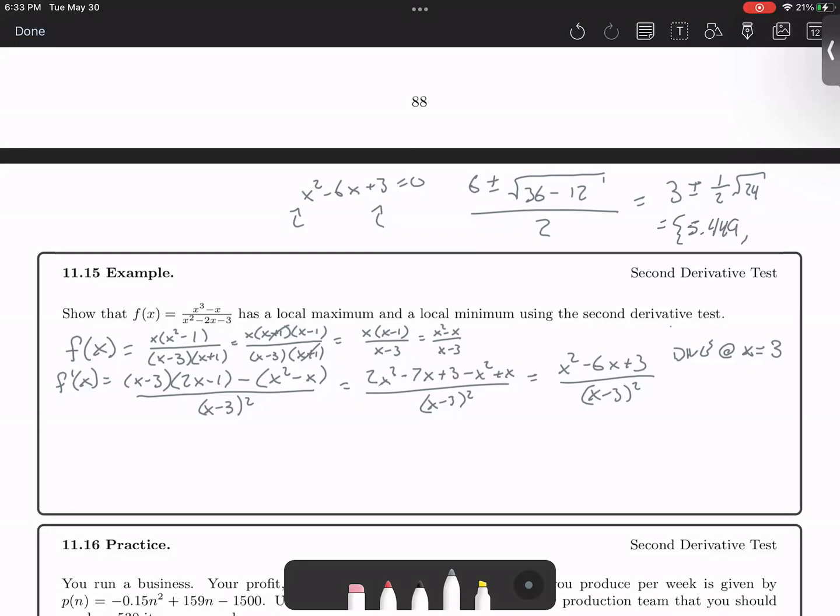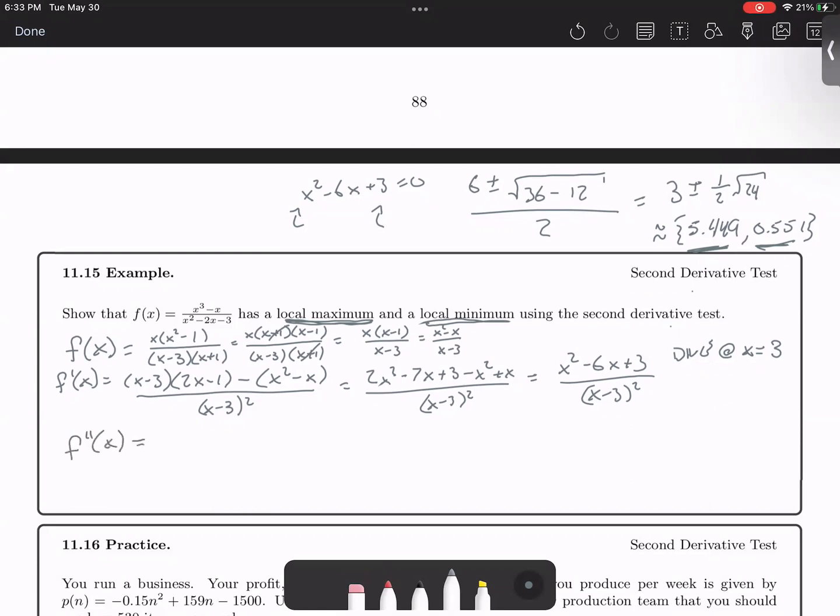5.449 roughly. In fact, I don't want to say equals at this point. This is now us approximating. The other 0, 3 minus 0.5 square root 24, is about 0.551. Okay, so I know I don't have an extremum at x equals 3, because my function doesn't even exist there. And the problem asks me to show that it has a local maximum and a local minimum. So let's figure out which one of these is a local maximum and which one is a local minimum. Let's use the second derivative to do that.